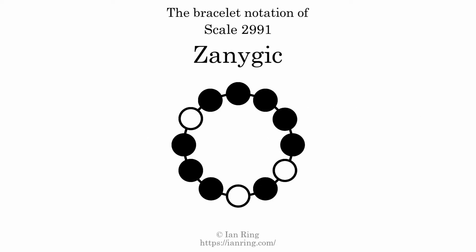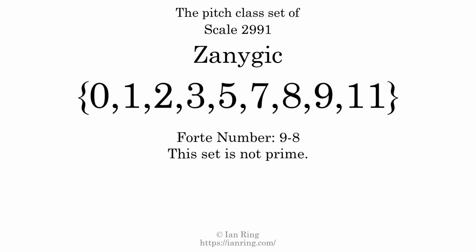This is a bracelet notation diagram of scale 2991. The shaded circles represent tones that appear in the scale, and they are read clockwise, starting at the top. The pitch class set for this scale is 0, 1, 2, 3, 5, 7, 8, 9, 11. The forte class is 9-8. This set is not prime.